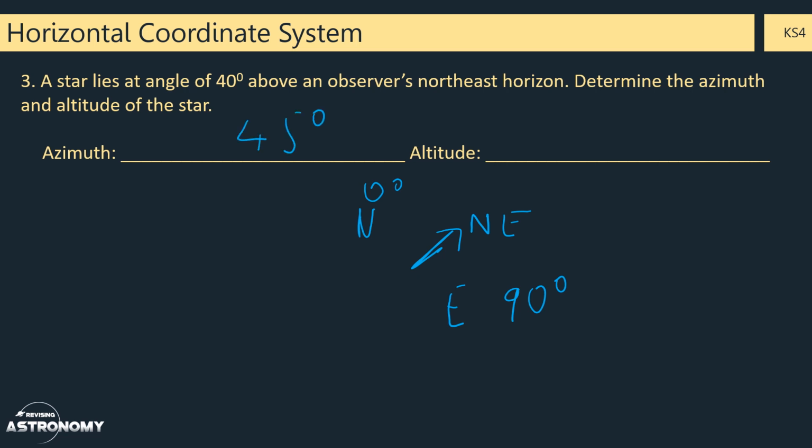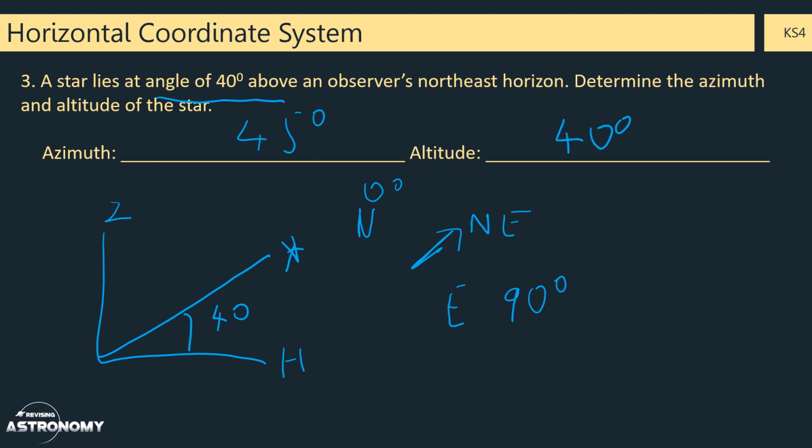And the altitude is quite simple. So there's our horizon and zenith. It's telling us that it lies at an angle of 40 degrees above the northeastern horizon. So that's where the star would be. And so that, of course, is the same as the altitude. So it would be 40 degrees.